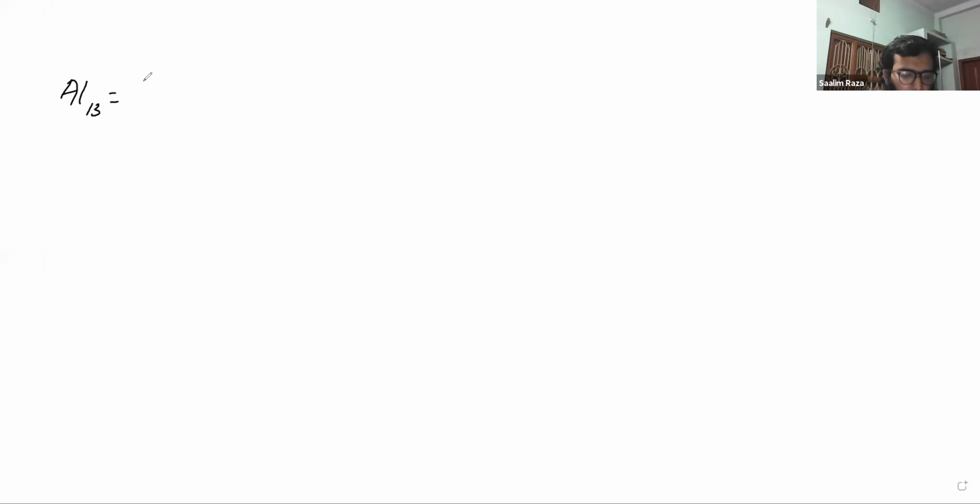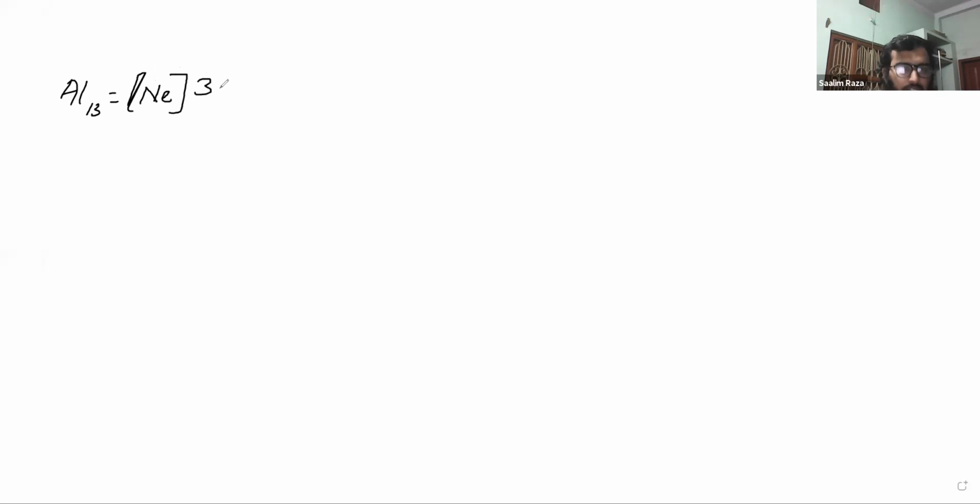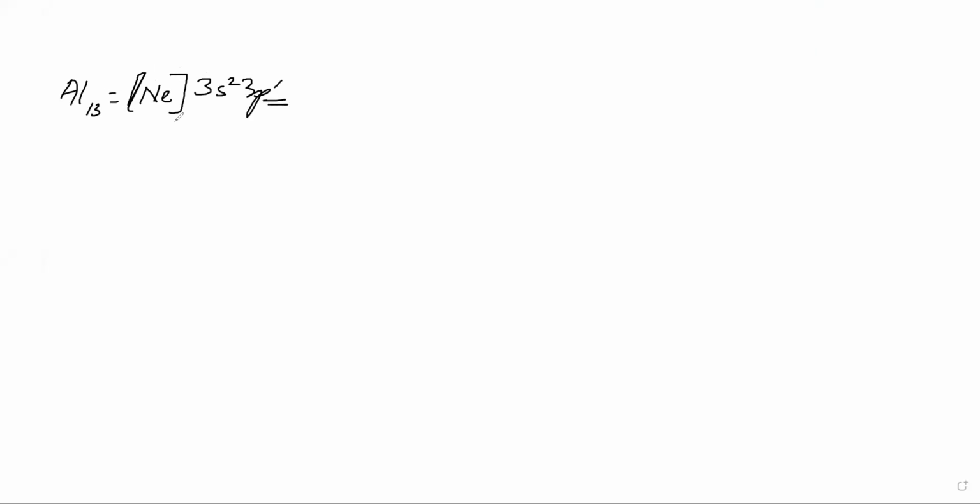Though, sir, I think the last question was aluminium. So the last shell will be 3p1, so 1 unpaired electron. This will be neon, right? Yes, sir. Then 3s2 and 3p1. So only one unpaired electron, right?